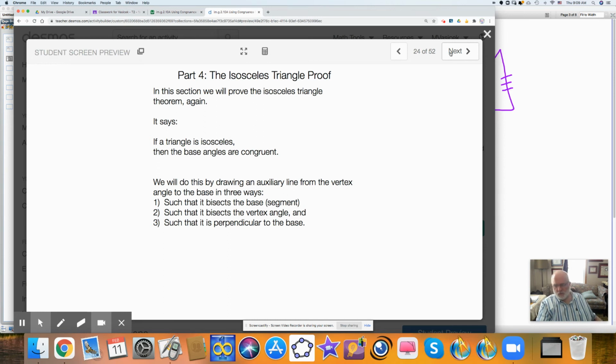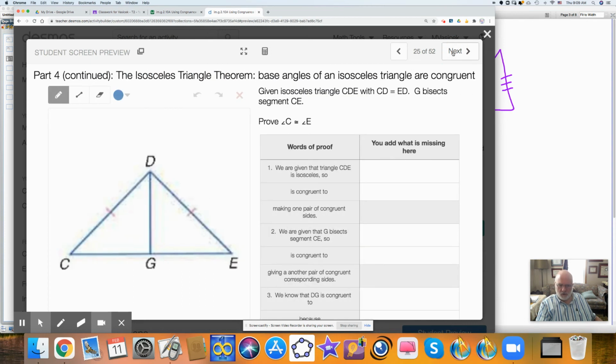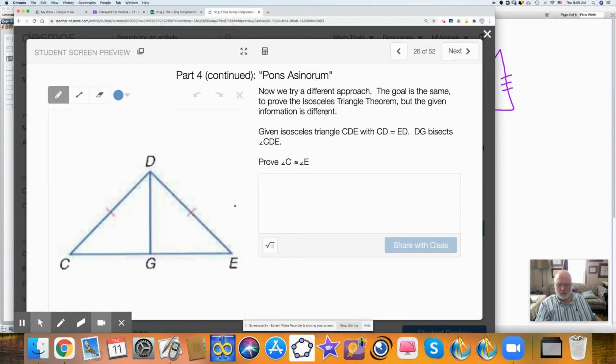In the next section, we try to prove the isosceles triangle theorem. And this needs a little bit of explanation. We start with an isosceles triangle, and certain parts of it are true. So in the first one here, you're given that this is a segment bisector, and you have to prove it. And there's the words here that you can use and follow. The second one, I'm not giving you the words. You have to actually write them out yourself. And we're starting with an angle bisector.